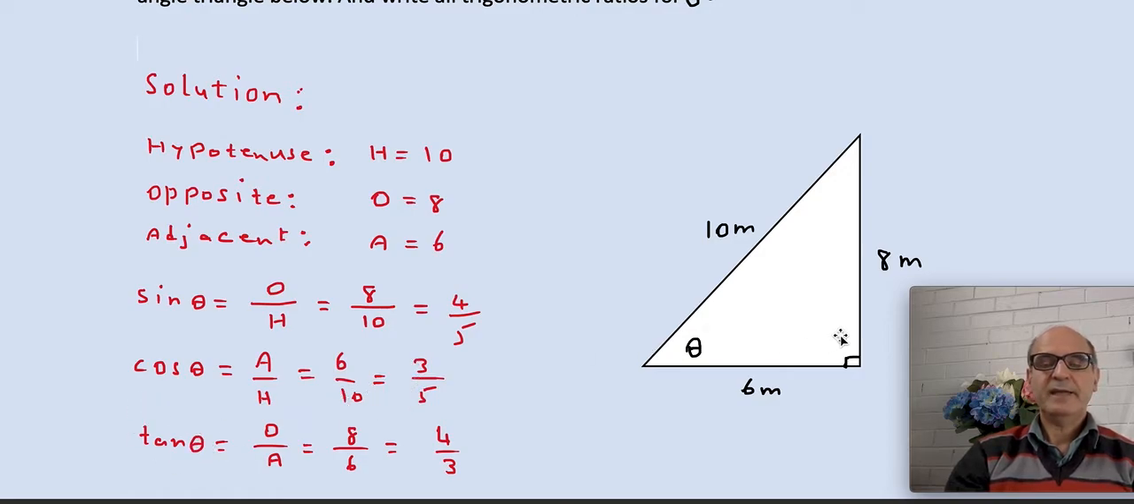And tan theta, tan is the opposite over adjacent. Opposite was 8, and adjacent was 6. So 8 over 6. 8 over 6 is your tan, opposite over adjacent. And again, you can simplify by dividing both of them by 2. 8 divided by 2 is 4. 6 divided by 2 is 3. So tan theta is 8 on 6 or 4 on 3.